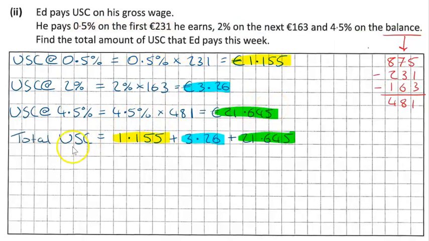So the total USC, we're going to add up the three amounts. 1.155 plus 3.26 plus 21.645. So we get 26.06 euro. So that's the total amount of USC that Ed pays this week.